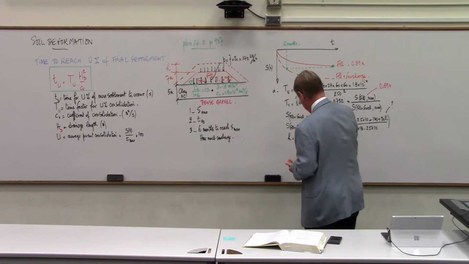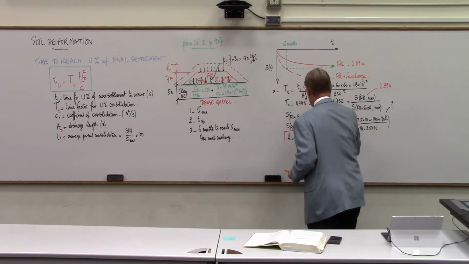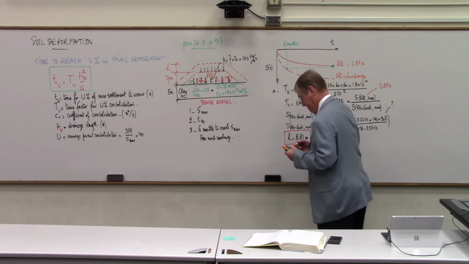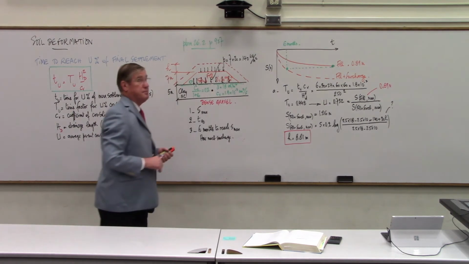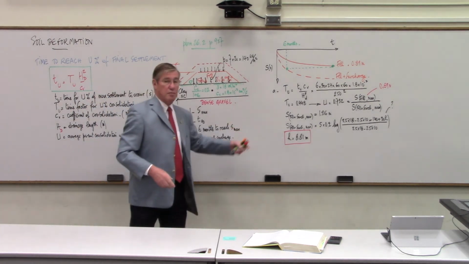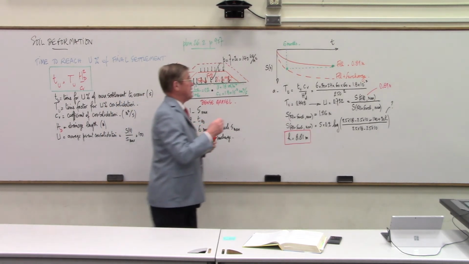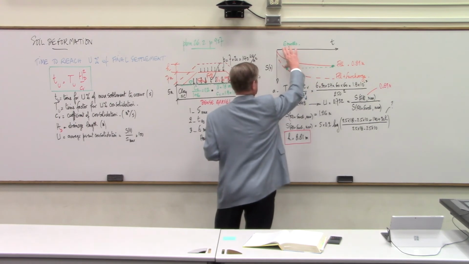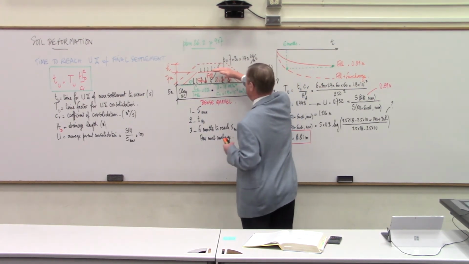So that was the answer to the problem. I got a 7-meter high embankment. It's pretty high. And I essentially have to double it to be able to speed up the process and meet the deadline of having the maximum settlement at 6 months. And then at that point, I can remove the surcharge.